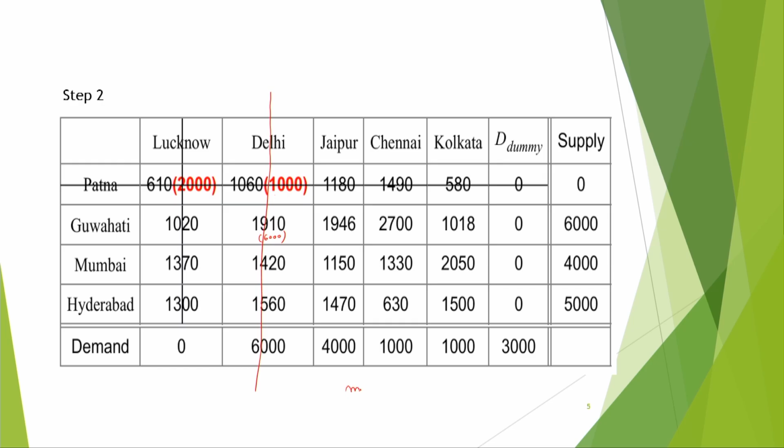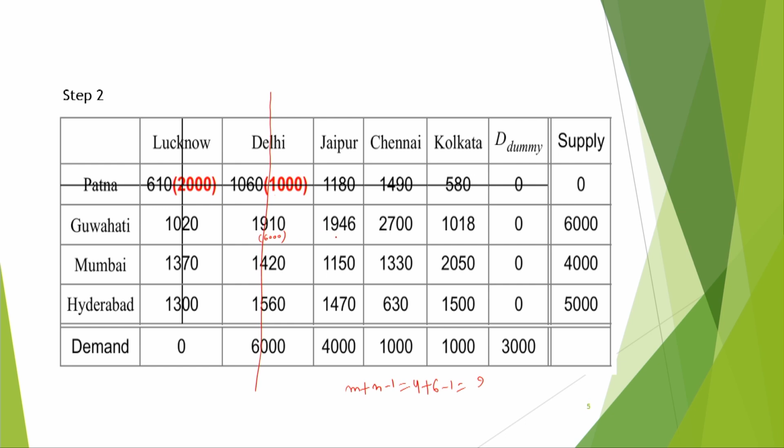How many basic variables do we need? m plus n minus 1. That means there are 4 suppliers, and including the dummy, 6 destinations. So 4 plus 6 minus 1 means 9 cells should be filled up. So you have to do that. Some of them may be 0, which doesn't matter. You put 0 there. The best practice is that I strike any one arbitrarily.